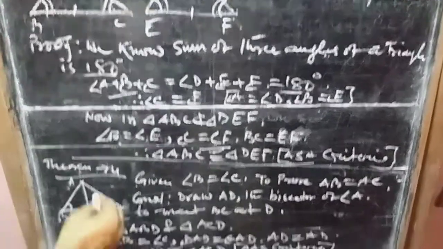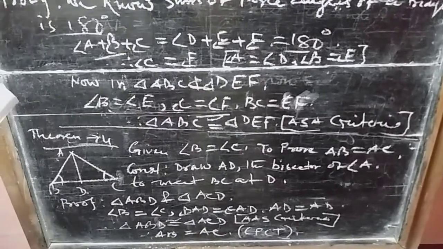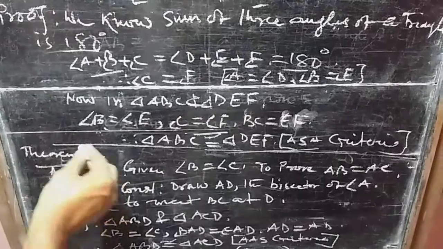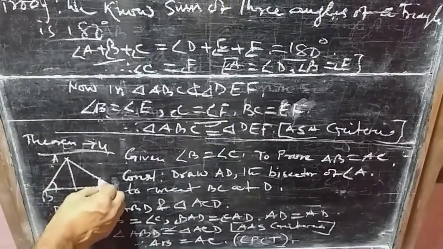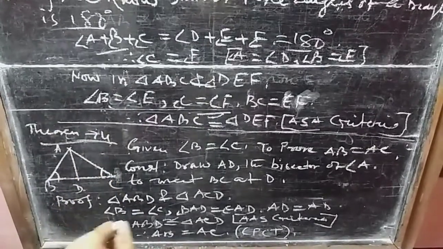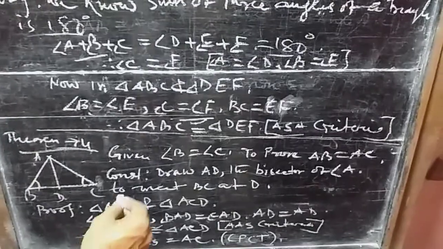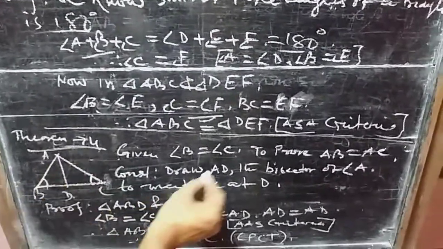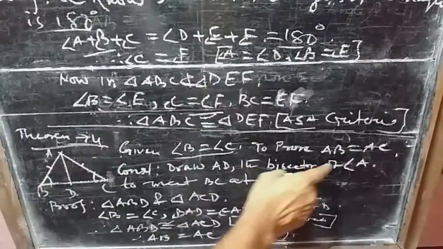Next is theorem number 4. It states: if two angles of a triangle are equal, then the sides opposite to them are also equal. What is given? In triangle ABC, angle B equals angle C is given. We need to prove AB equals AC.